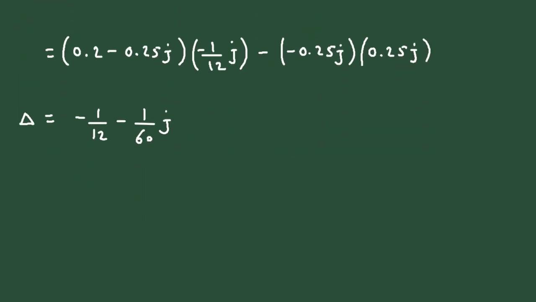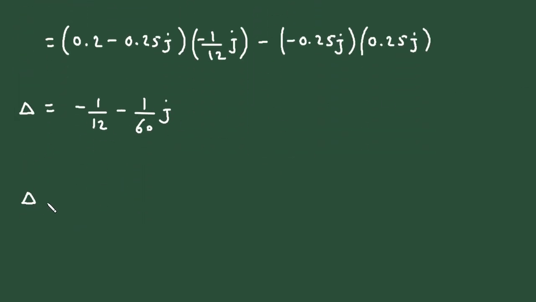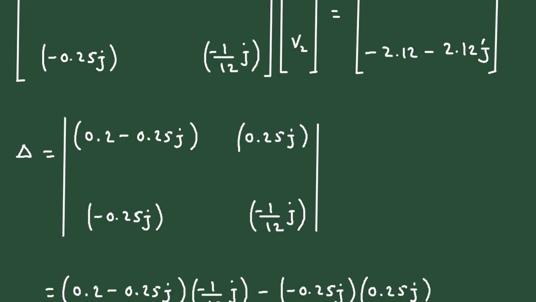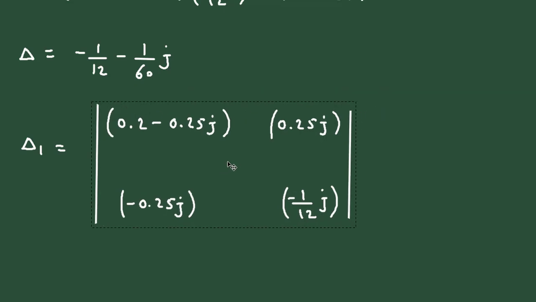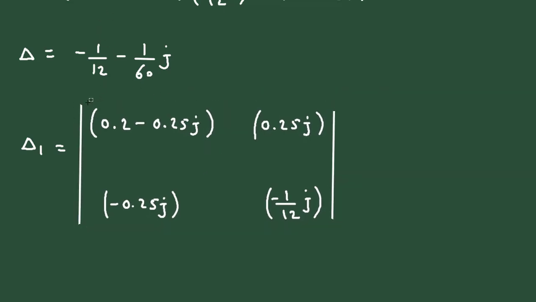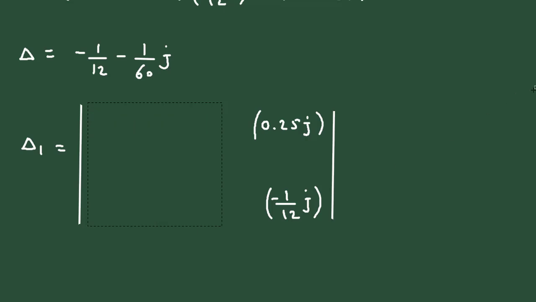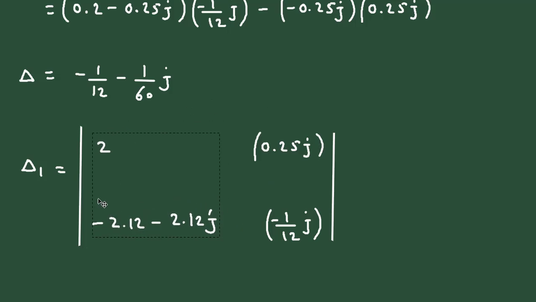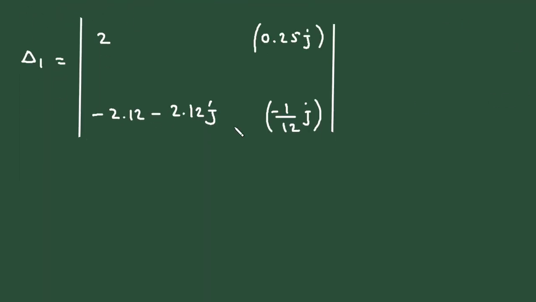Then next we have to find the value of delta 1. Now for finding the value of delta 1, we have to take again determinant of this matrix, but this time we have to replace its first column. So let's copy this determinant from here. Now we have to replace this first column by these two values. So let's copy these values from here. Now let's take its determinant.